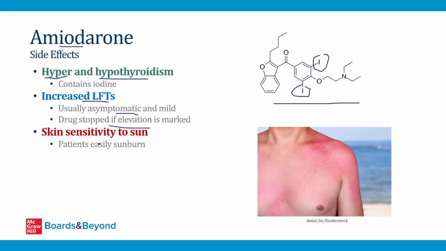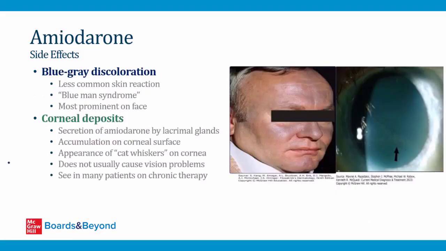And then finally, it accumulates in the skin, so it makes patients sensitive to the sun. They easily sunburn, like this person in this image here. And so patients who are put on amiodarone need to know that they have to be careful when going out in the sun. Besides sun sensitivity, there's another adverse effect of amiodarone, but it's much less common.